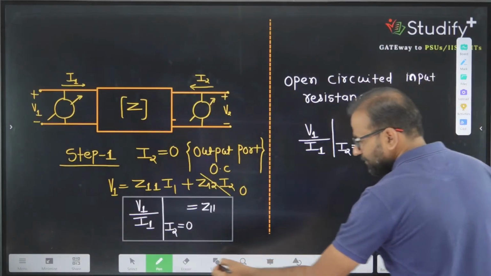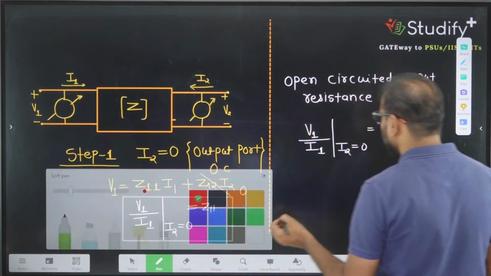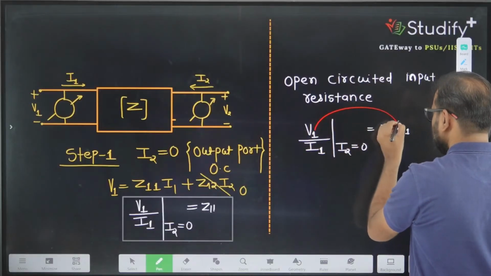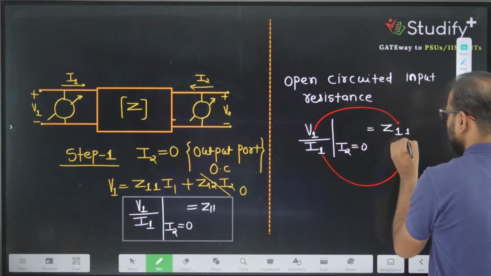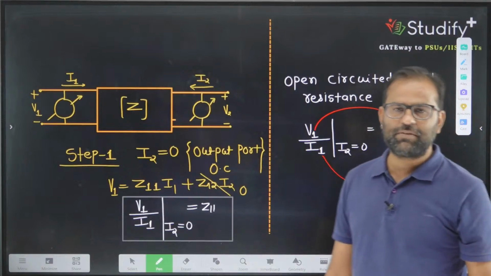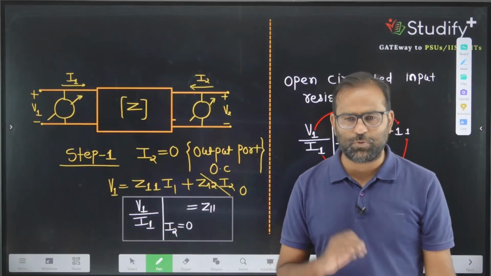Always remember, the first subscript comes from the numerator and the second one comes from the denominator. This is the input impedance or driving point input impedance of this two-port network.